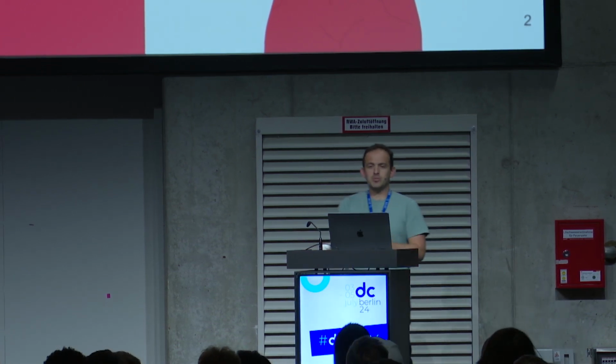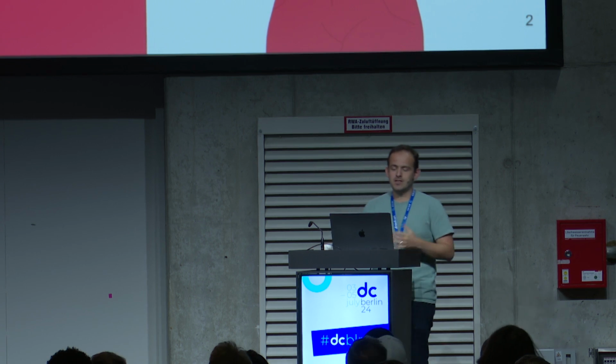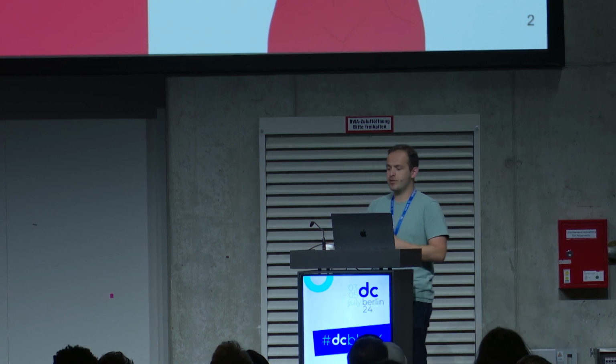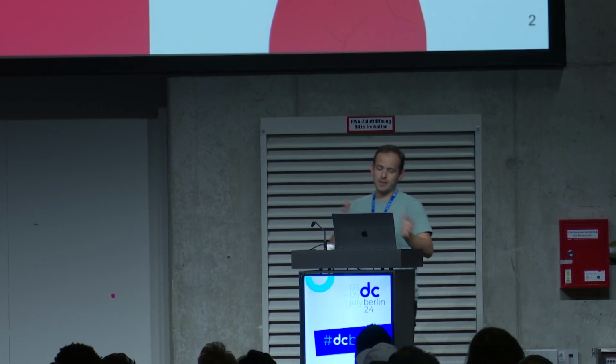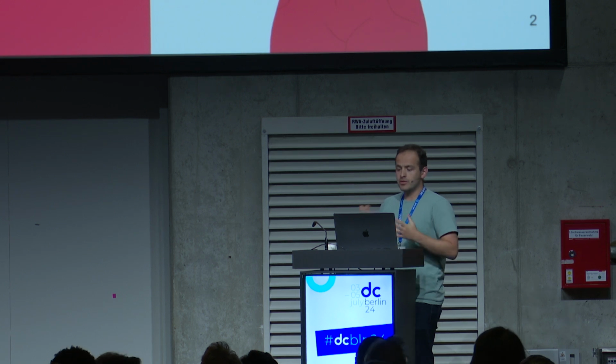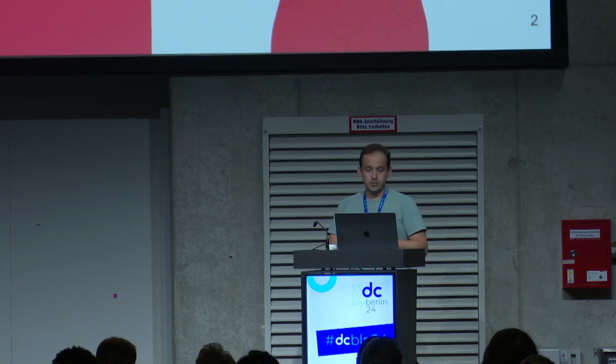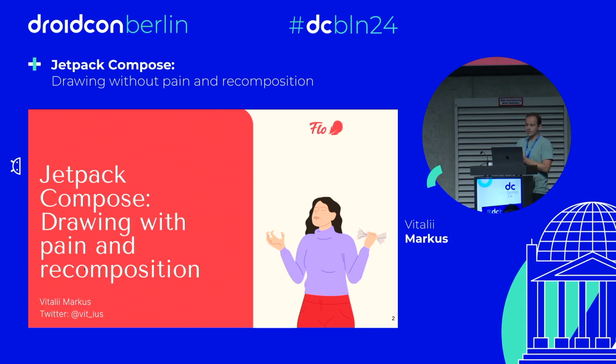In my session, I want to present some advice I've discovered myself, which can help reduce the amount of recomposition and, in some cases, memory allocations when using Jetpack Compose in certain situations. Minor spoiler, there will be some pain in this session too.